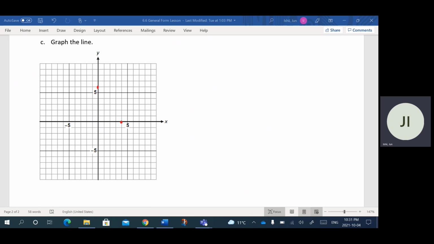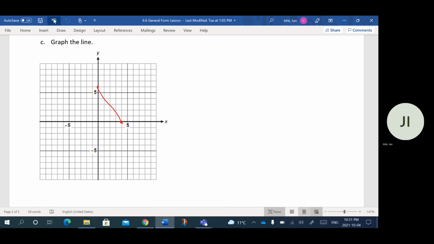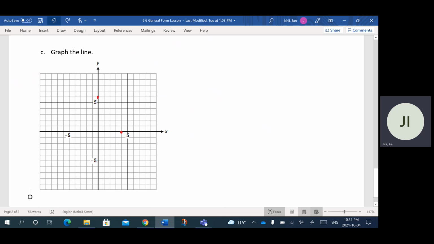Now, if I was to connect this up, not the straightest of lines. Let's try that again. All right, so I'm going to connect these up, and then I can continue on. So that would be the graphed line.